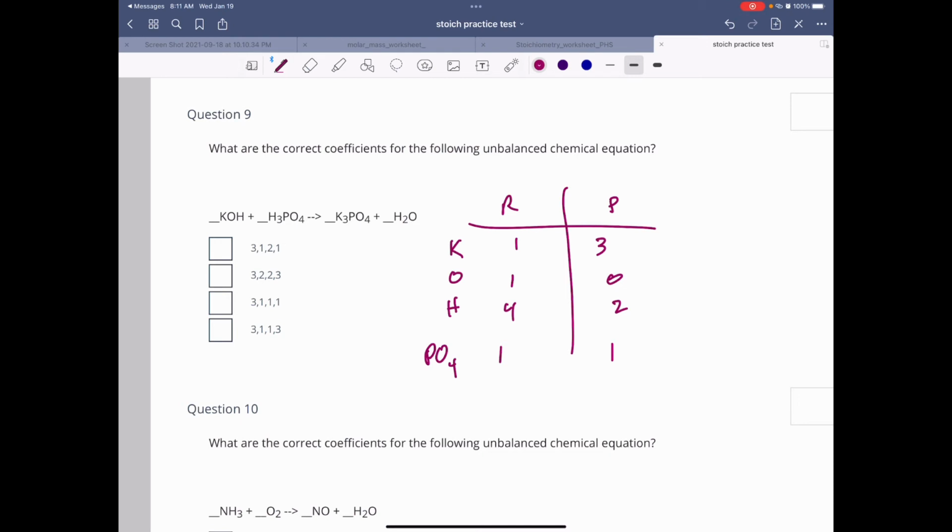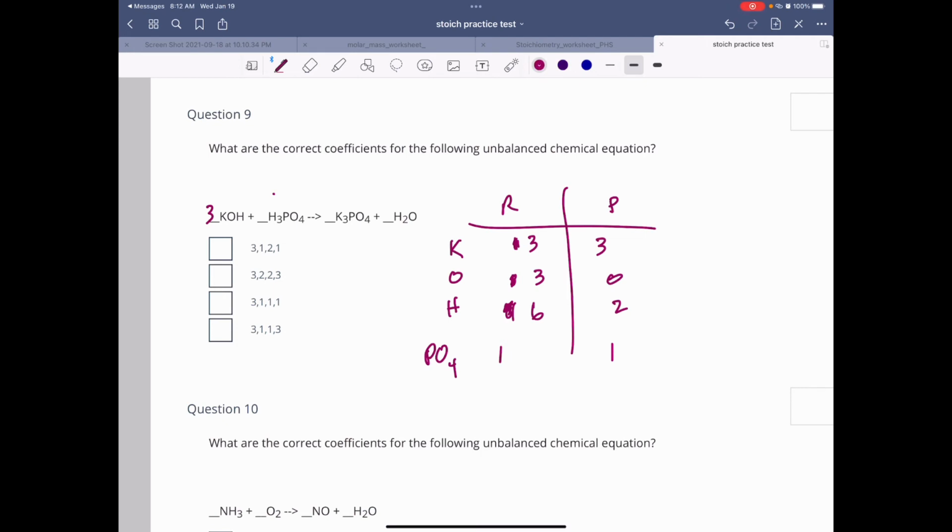Looks like the easiest first step would be to put a 3 right here to get the potassiums to match. And then let's just see what happens. So that turns this into a 3. This turns this into a 3. Well, now we have 3 here, and we still have 3 there. That turns this into a 6. All right. So then let's continue to see what happens here.